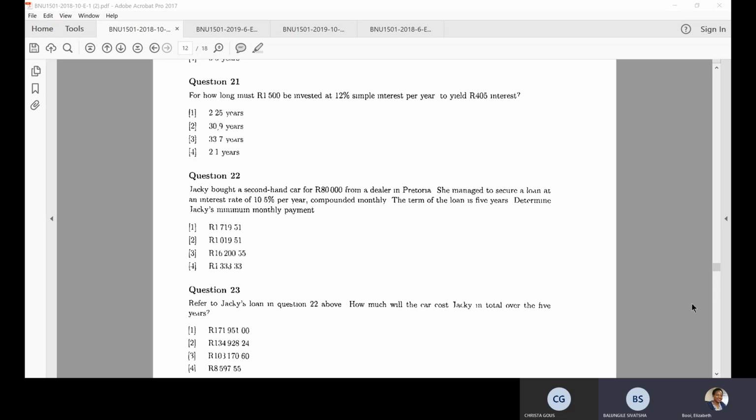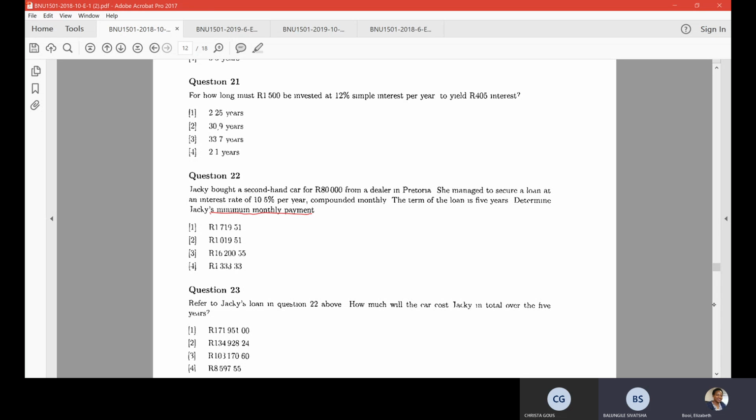Determine Jackie's monthly payment. So there we need to be calculating PMT, or we calculate R. This is our present value because it's a loan. Our interest is 10.5. It's compounded monthly, which is 12. And the loan is for 5 years.